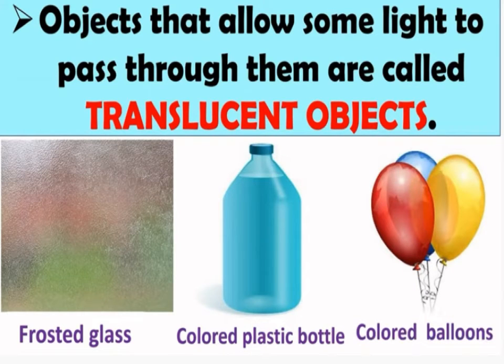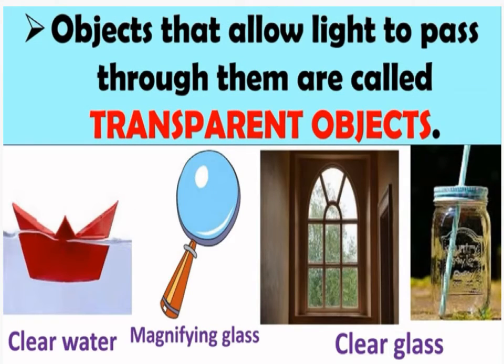Objects that allow some light to pass through them are called translucent objects. For example, frosted glass, colored plastic bottle, colored balloons, etc. Objects that allow light to pass through them are called transparent objects. For example, clear water, magnifying glass, clear glass, etc.